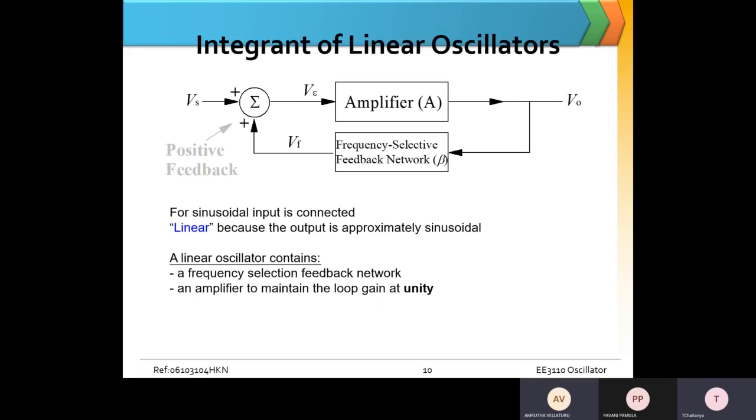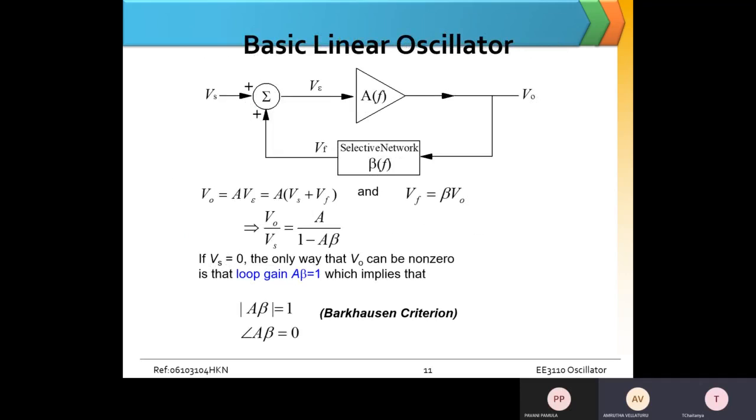Let us consider the integrated linear oscillator. This one is the amplifier circuit. Vs is the input, and Ve is the summer signal. Ve is nothing but the combination of Vs plus Vf, because at the summer side both the signals have a plus sign. When the sign is plus, this is considered as an amplifier. And this is the basic linear oscillator.